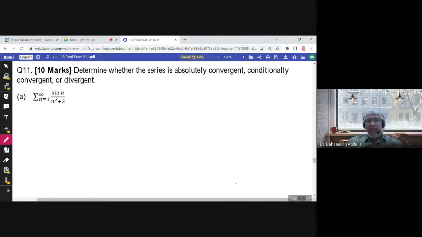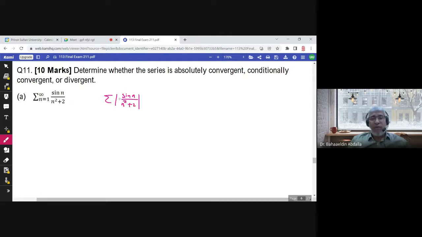Determine whether the series is absolutely convergent or conditionally convergent or divergent. Absolutely convergent, we have talked about it in section 11.5, if you want more exercises about it. But to find out, we usually deal with the absolute value of this. Notice that sine could be positive or negative, so we cannot use here a comparison test with this series. But let us talk about summation of sine n over n square plus 2.